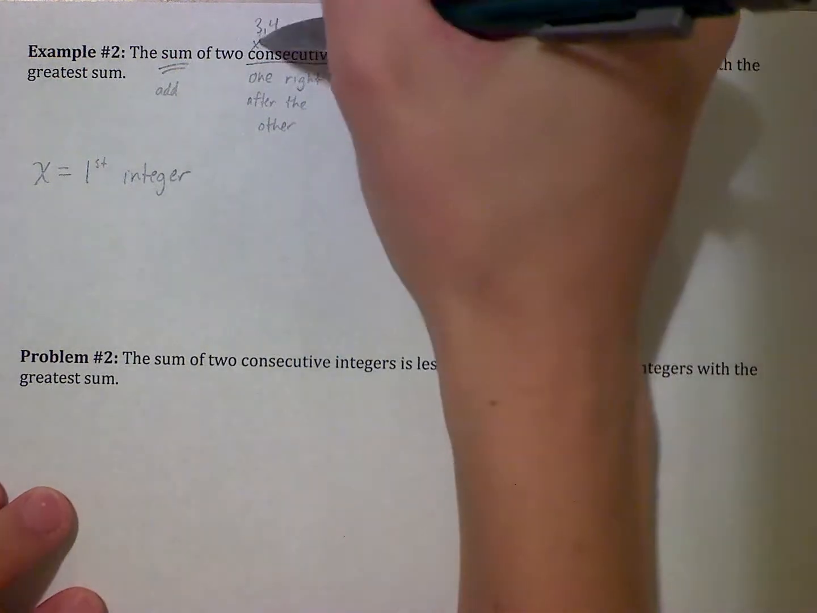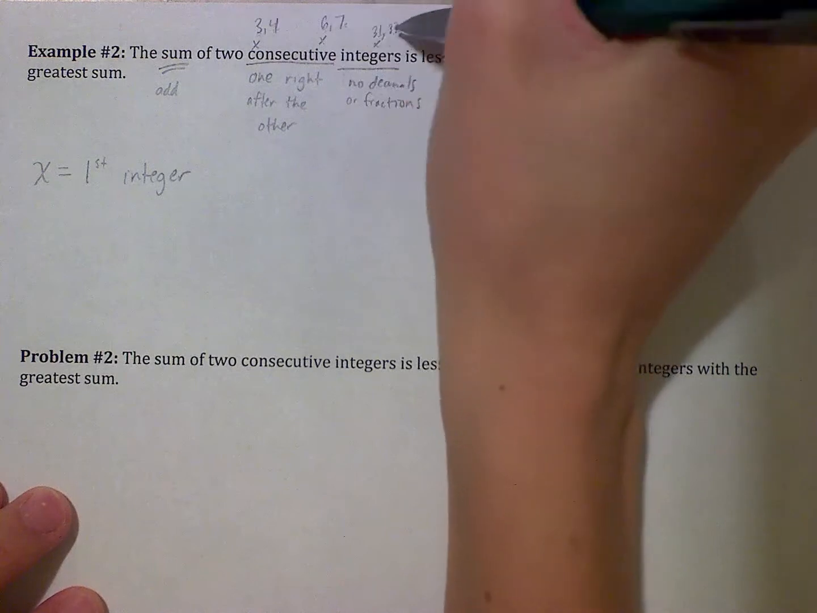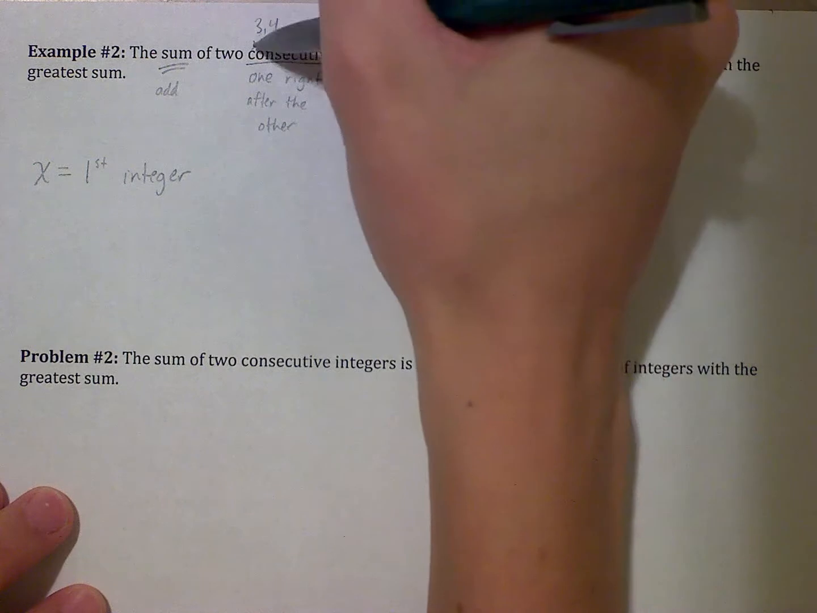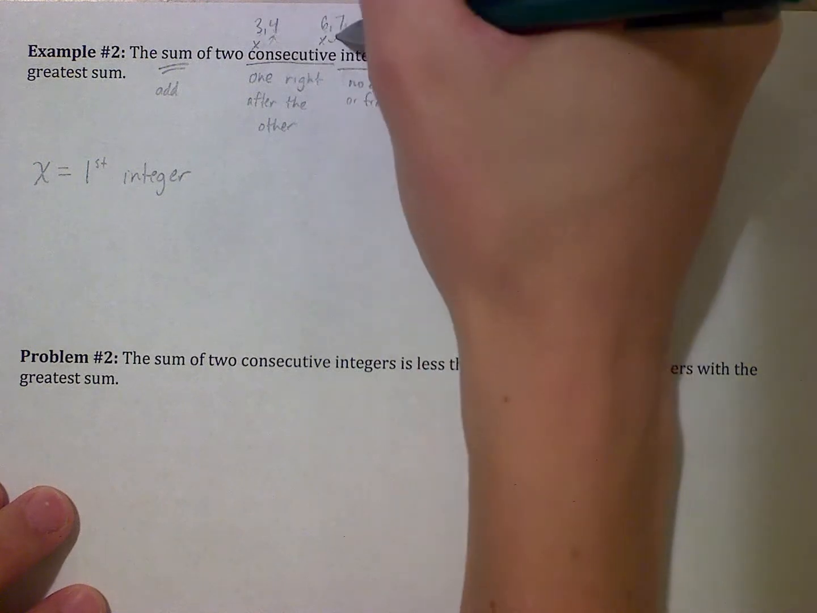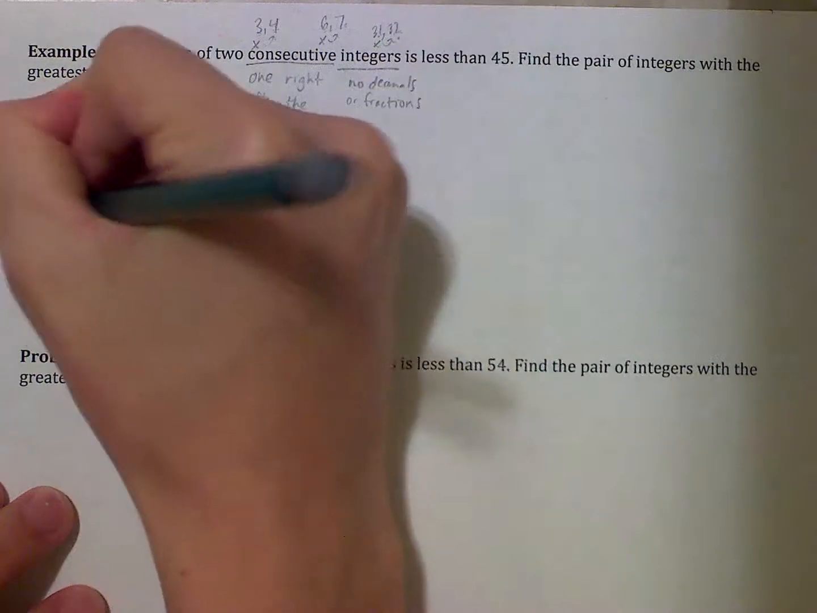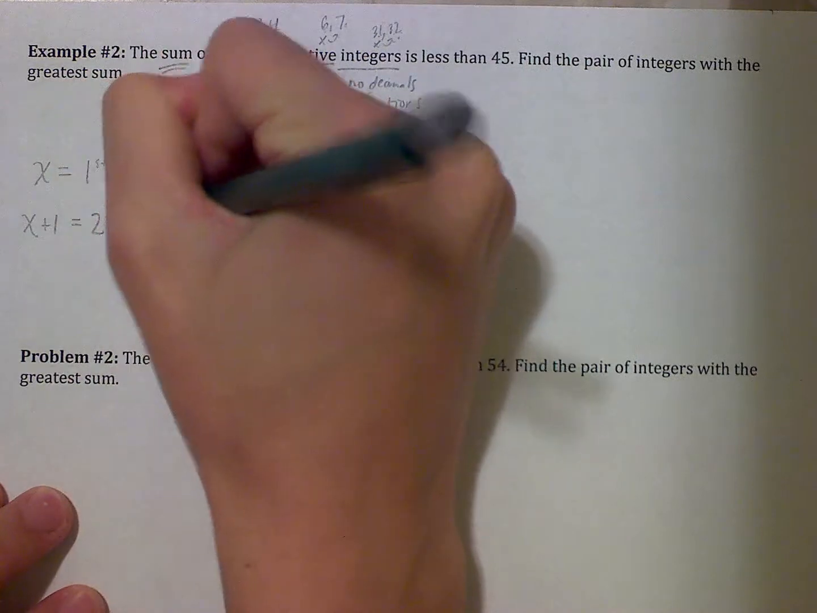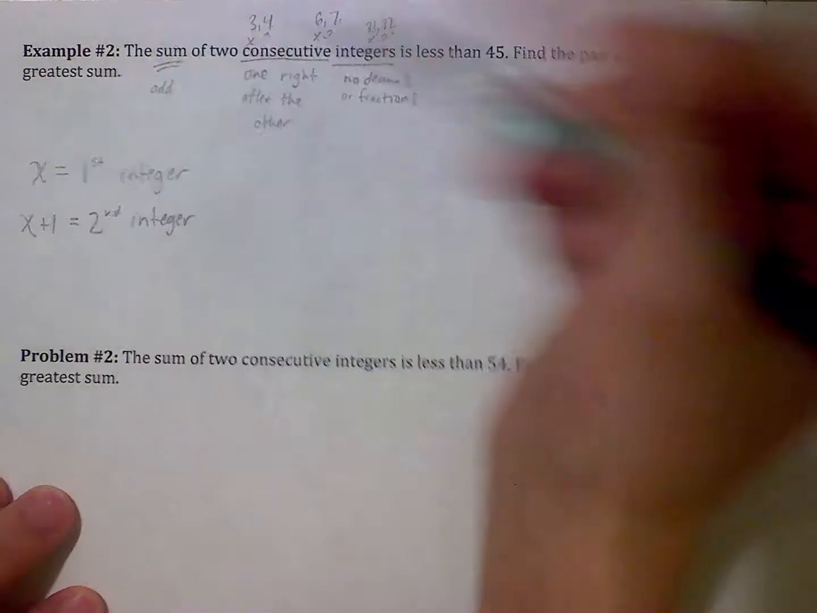Let's see, how could I get from 3 to 4, from 6 to 7, from 31 to 32? Well, it's just one forward. So I would take this x and add 1 to get to 4, add 1 to get to 7, add 1 to get to 32. So x plus 1 is going to be our second integer. So these are my two integers, x and x plus 1.